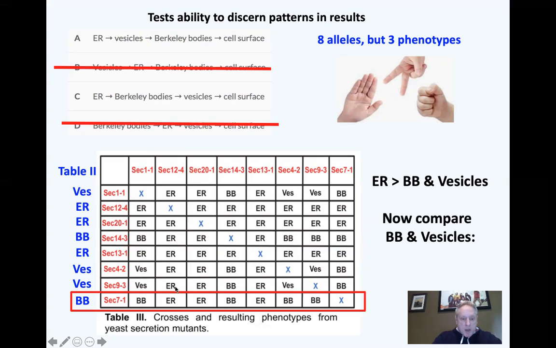So we play the same game if we take the Berkeley body phenotype in SEC7-1 and cross it to anything. With the exception of ER, the Berkeley body is always dominant. That is, you'll never see the actual vesicle phenotype in a Berkeley body cross. So it tells us that the answer must be choice C.